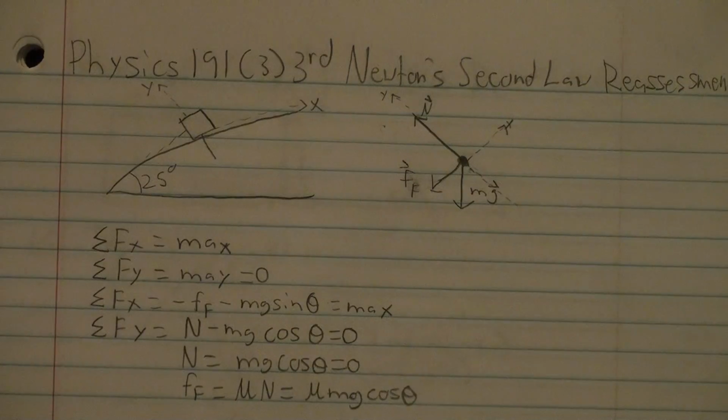Now to do this problem, we needed to know that the sum of the forces in the x direction is equal to the mass times acceleration in the x direction. The sum of the forces in the y direction is equal to the mass times acceleration in the y direction, which is equal to 0.